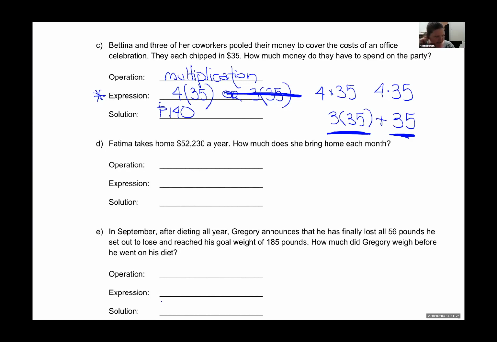Okay, let's look at Fatima. See? I'm multicultural, David. Fatima takes home $52,230 a year. I want to know how much she brings home each month. Division. Division, you say. What makes you say division? That's the total amount I'm going to make in a year, and I have to separate it. Now, how many groups am I going to separate it into? Oh, months. 12. 12 groups. I'm going to take this total and separate it into 12 groups.